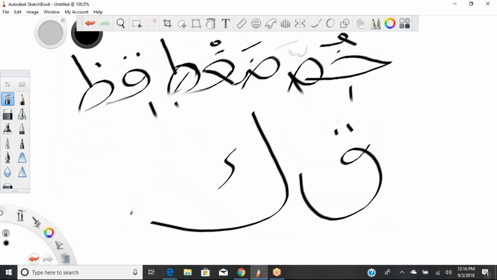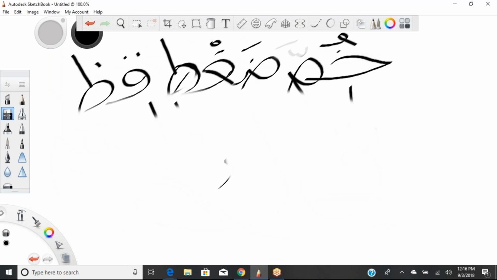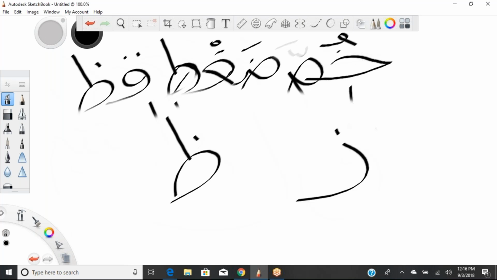The last letter, barakallahu fiqh, is what? The dha. But the dha is in the same makhraj as what? As the dal. So what's the difference between the two?